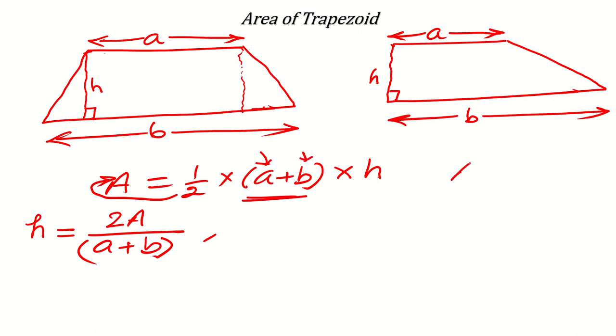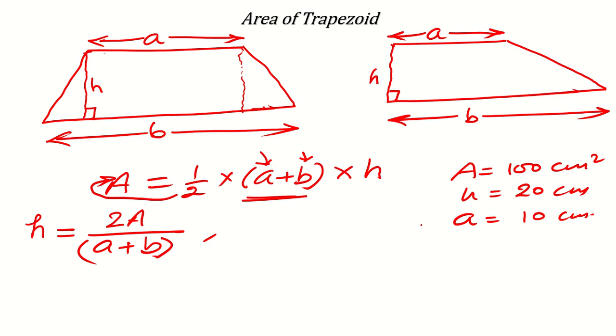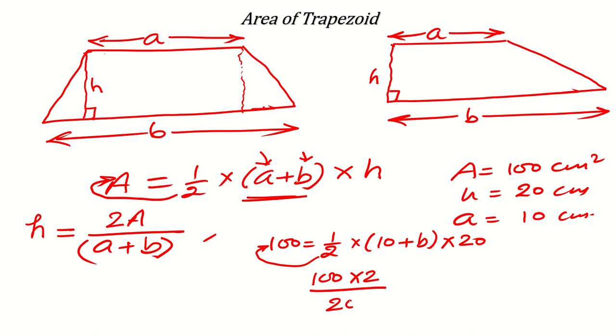For example, suppose I am taking one question for you. Area is, say for example, 100 centimeter square. Height is, say for example, 20 centimeter. One side A is 10 centimeter. Then they can ask to find the value of B. Okay, so what you will do here? Just write the value of A is equal to half times A plus B, means 10 plus B, times height, means 20. Okay, now this 2 is down, so it will be multiplied up. So 100 multiplied by 2 divided by 20. Why divided by 20? Because 20 here is in multiplication. So it is equal to 10 plus B.